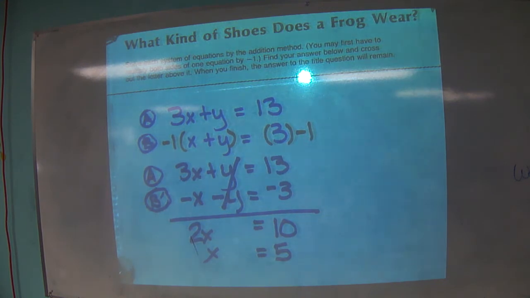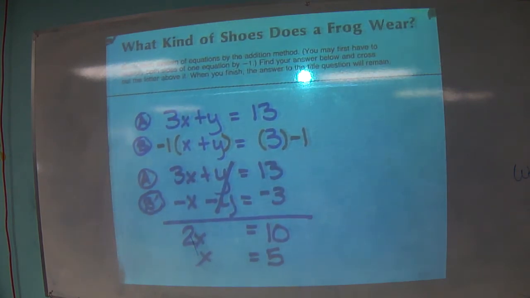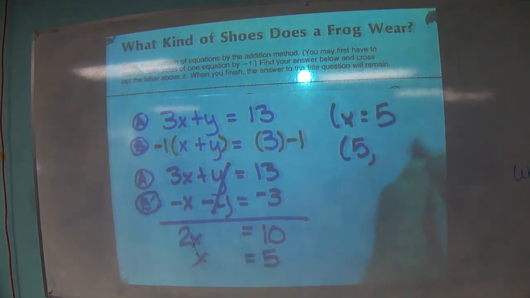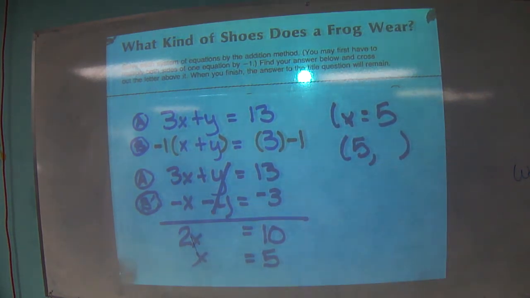Sometimes you can show your steps, but sometimes it's so obvious that if you can multiply 2 times x and get 10, and know x is 5, you don't have to show all those steps. That one was pretty elementary. Now we've got x is 5. So we know 5, comma, how do we find y?